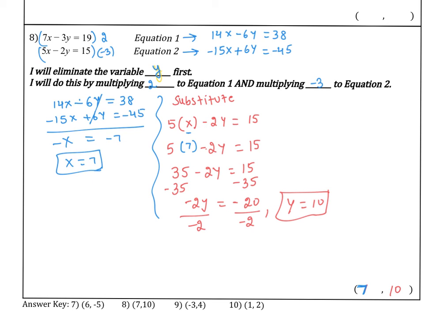In order to solve for y, now we are going to substitute the x value in one of the given equation. So I chose the given equation as 5x minus 2y, and in place of x I am using 7. 5 times 7 is 35 minus 2y equals 15. Negative 35 on both sides, you're going to get negative 2y equals negative 20. Now divide with negative 2 on both sides, you're going to get y equals 10.